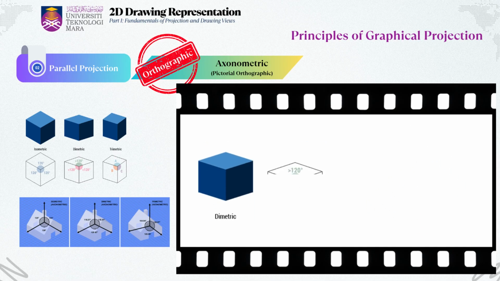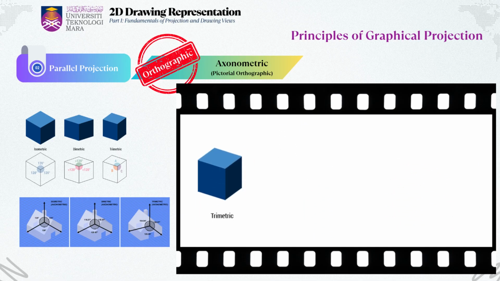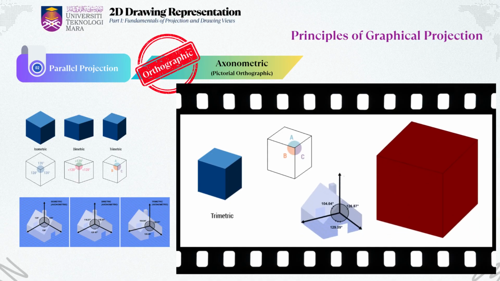Dimetric projection, on the other hand, involves two axes that share the same angle and level of foreshortening, while the third axis is treated differently. In the slide, the angles are shown as approximately 116.57 degrees, 116.57 degrees, and 126.87 degrees. This projection offers a slightly more realistic 3D appearance than isometric but requires more effort to draw precisely. Trimetric projection is the most complex among the three, as all three axes have different angles and degrees of foreshortening. Trimetric projections provide the most realistic spatial representation but are rarely used in manual drafting due to their complexity.